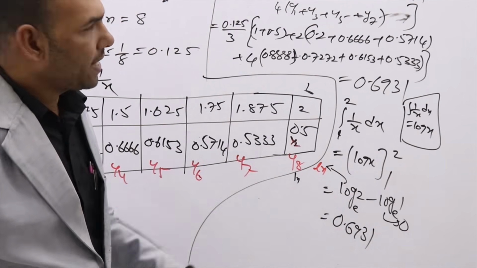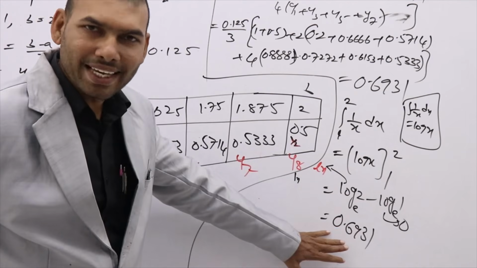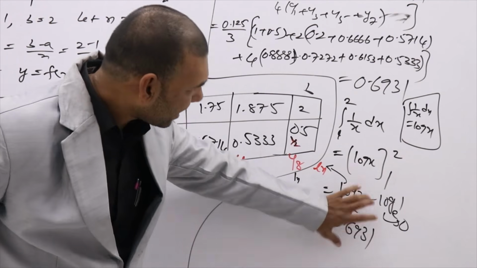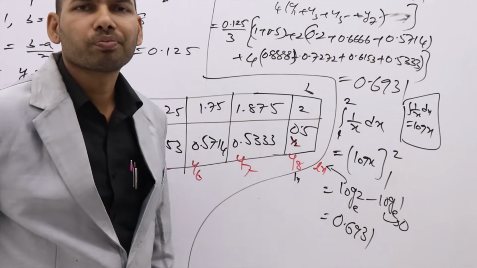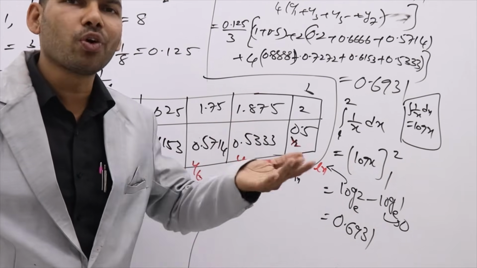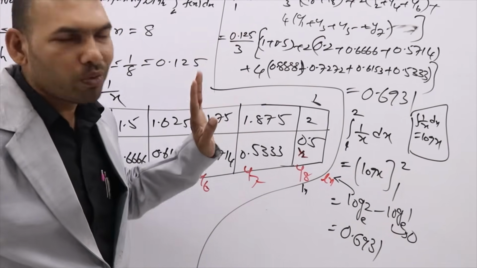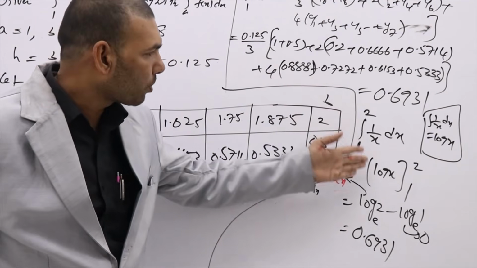So that's what I said. In a few cases, we may get the answer exactly. This is the exact answer. This is the numerical method answer. These two are equal. If you want, you can check like this also. If you know integration very well, every problem we are doing here, you can check with the actual procedure like this.